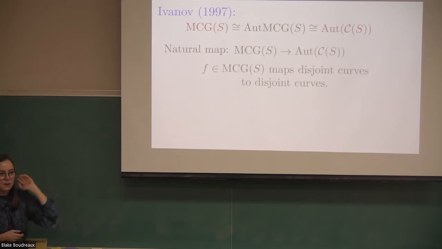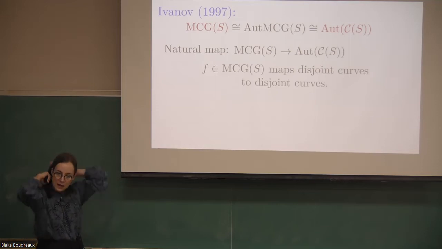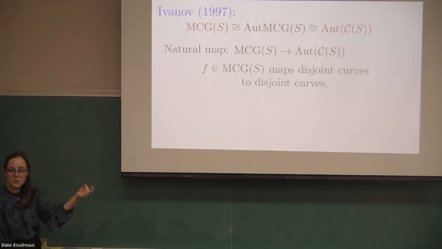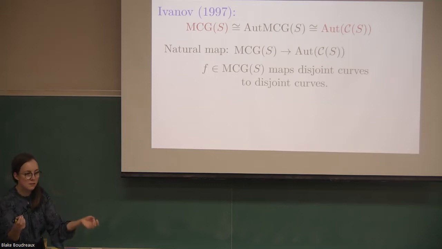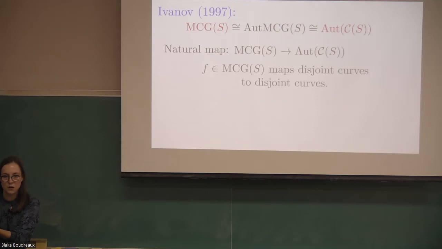So notice that there's a natural map from the mapping class group to the group of automorphisms of the curve graph. This is because if I take two curves that are disjoint on the surface, what I'm doing is applying homeomorphisms to the surface. So if two curves are disjoint, they have to be disjoint in the image. They can't all of a sudden intersect. That means if I have an edge in the curve graph, it's going to map to a different edge in the curve graph when I apply this homeomorphism. So that's why it's going to induce a map on the automorphisms of the curve graph.